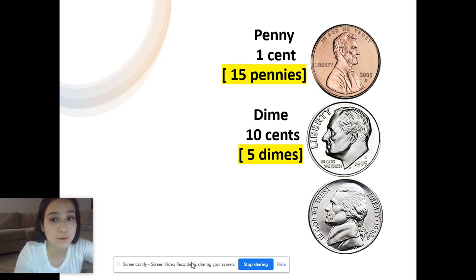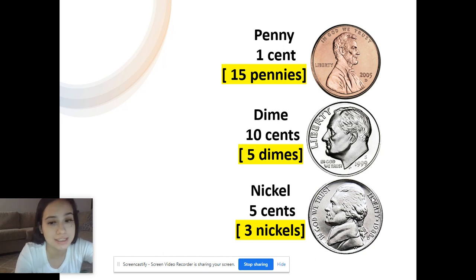This is a nickel, boys and girls, and a nickel's worth, can you guess? 5 cents. So the nickel is 5 cents. And for today's lesson, you're going to need 3 nickels. So make sure that you have 15 pennies, 5 dimes, and 3 nickels with you.